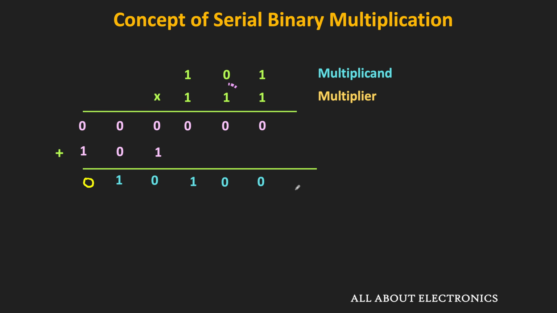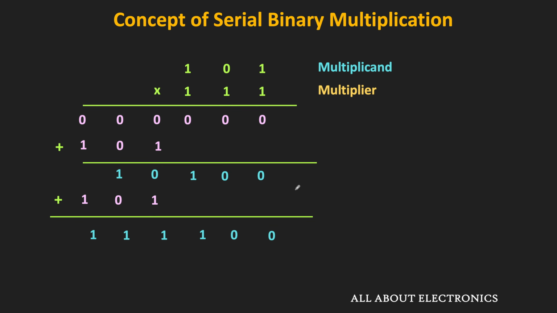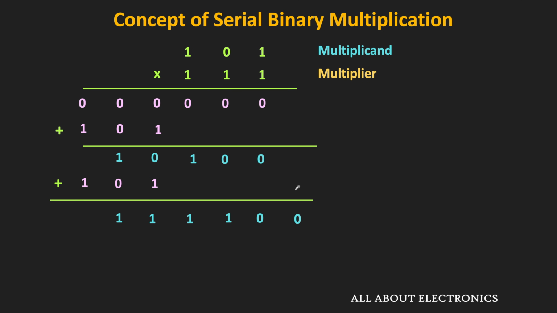Now if we move to the next bit of the multiplier, that is also equal to 1. That means the next partial product will be equal to 101. Once again it will get added with this partial sum, and after the addition the result will be equal to 111100. Once again this partial sum will be right shifted by 1 bit position, and once again this LSB will get discarded.